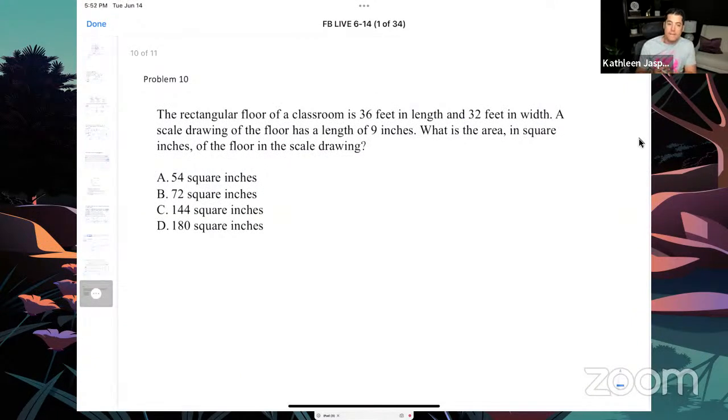All right, last one. We have the rectangular floor of a classroom is 36 feet in length and 32 feet in width. A scale drawing of the floor has a length of 9 inches.